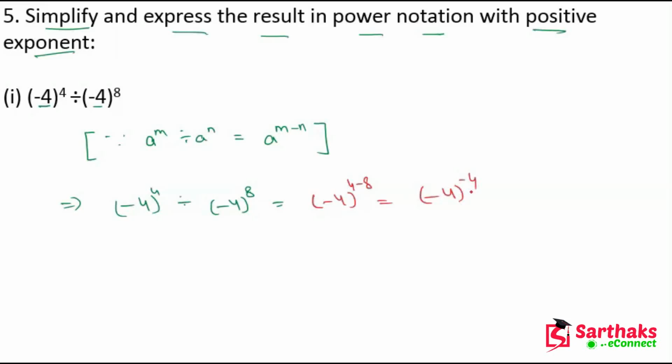So this is the simplest form. Now we have to write this in power notation with positive exponent. So we can write it as 1 upon minus 4 raised to power 4. Understand? This is the answer.